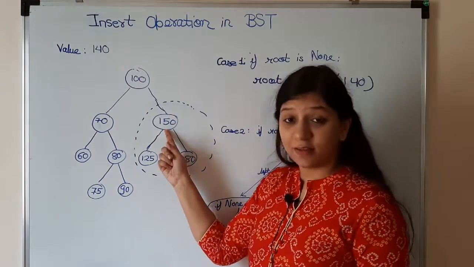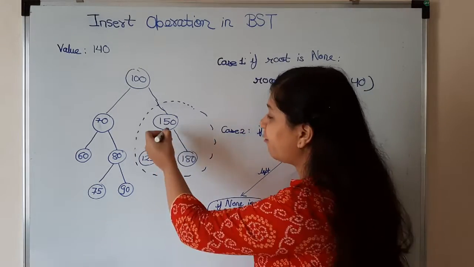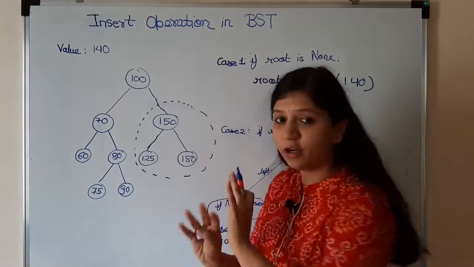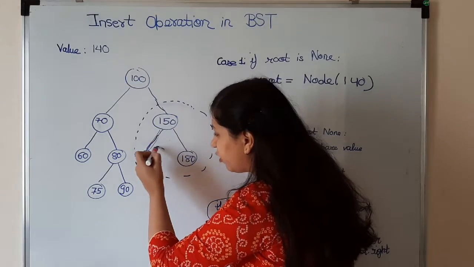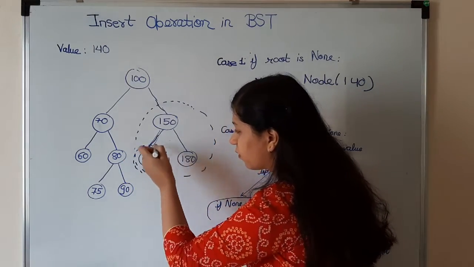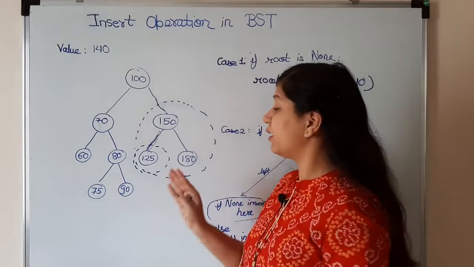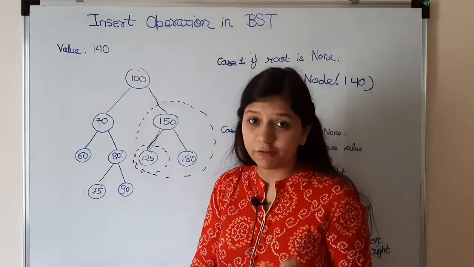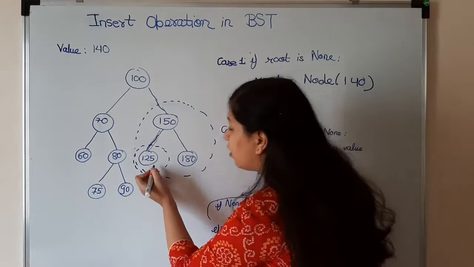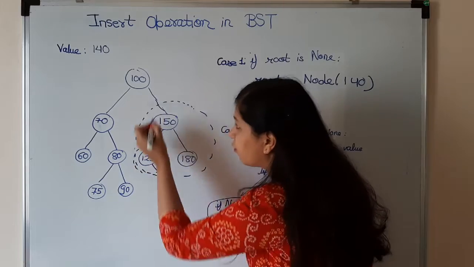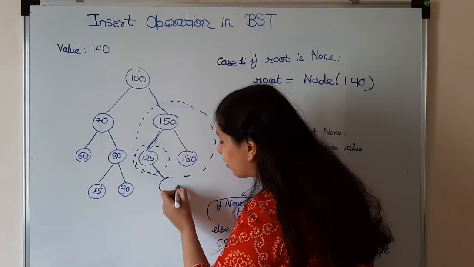So 150 is greater, it means 140, if it needs to be inserted, should be in the left subtree. Is the left of this root empty? No, it has got something. So we'll call the insert method again for this left subtree. Now 125 becomes the root, and we'll compare 125 and 140. Now 140 is bigger. The interesting thing is, we need to insert 140 to the right, and right is empty. So we'll insert 140 here.